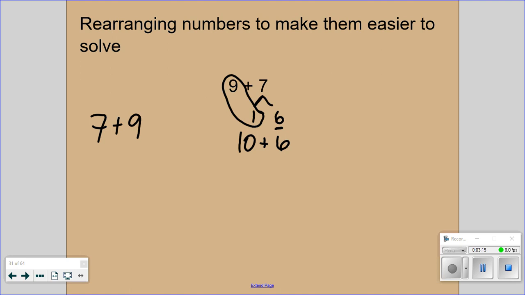Let's try the make a 10 strategy on your own. This time I want you to try, how about 9 plus 12. Write that problem on your board, and then I want you to try that make a 10 strategy that Shelby just shared with us, and see if you can solve 9 plus 12 using make a 10.